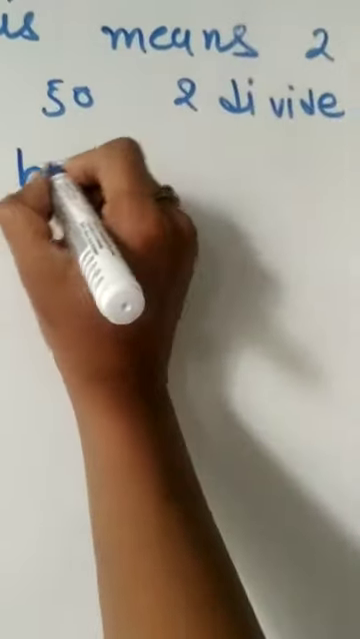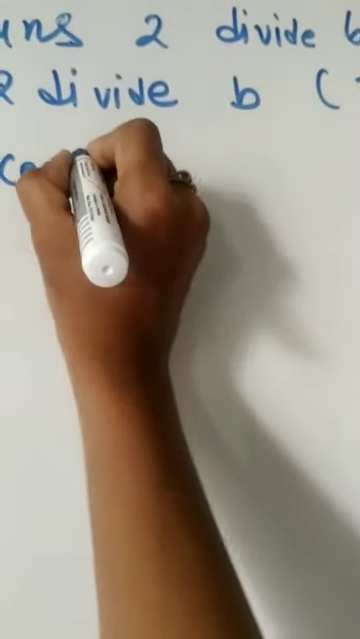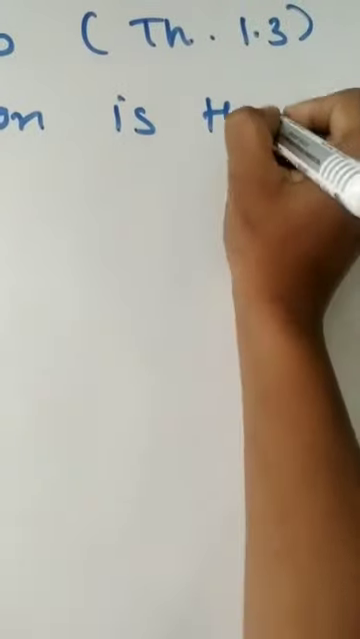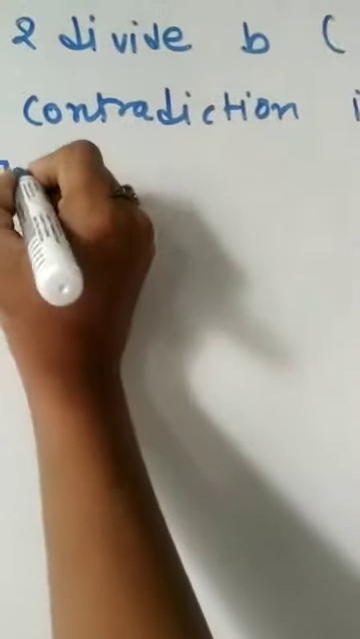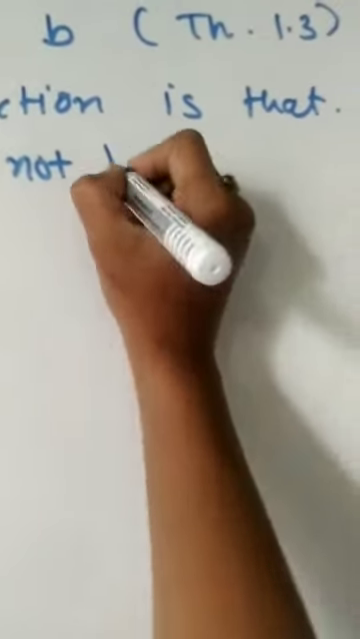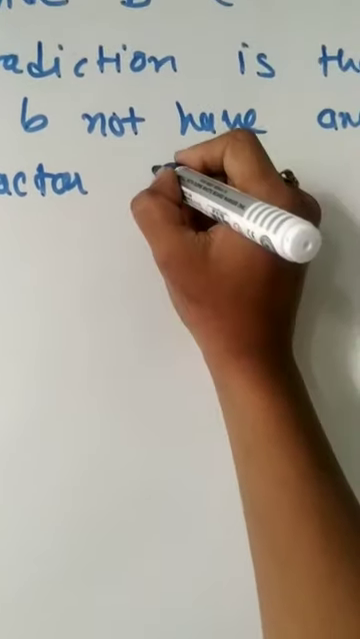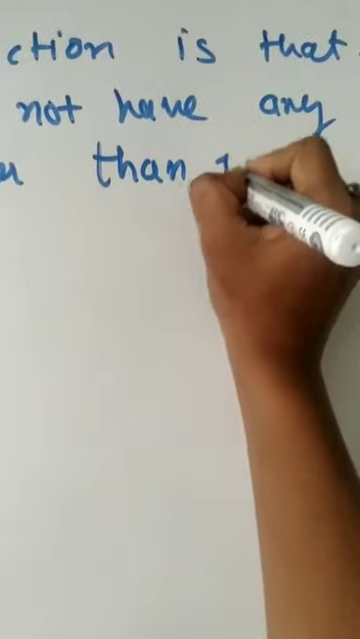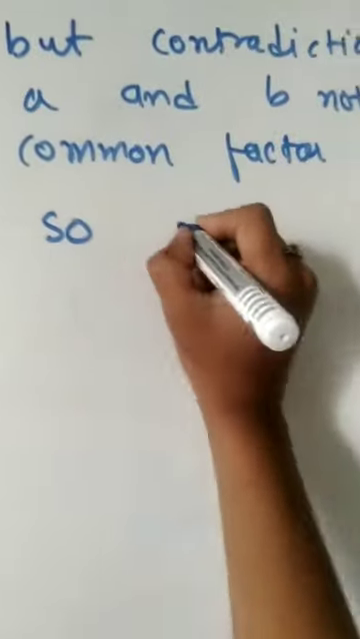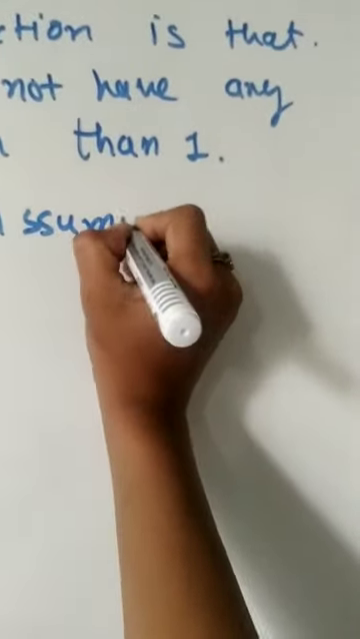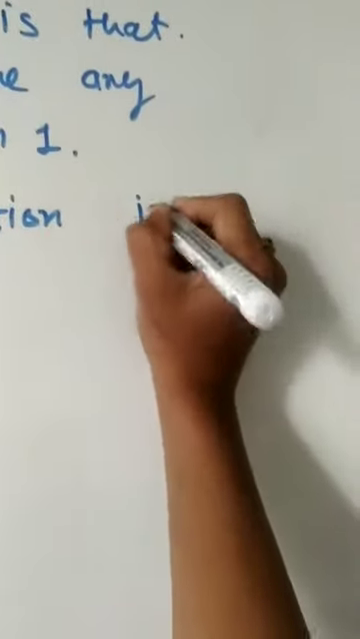So here we will write one line: but the contradiction is that a and b do not have any common factor other than 1. So our assumption is wrong.